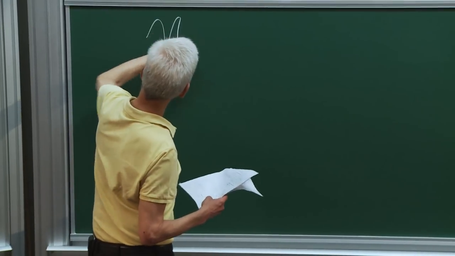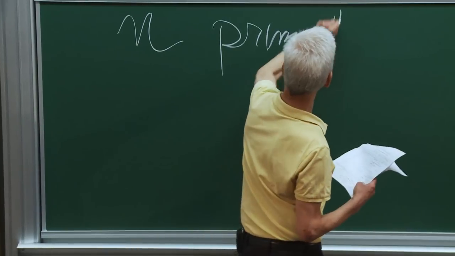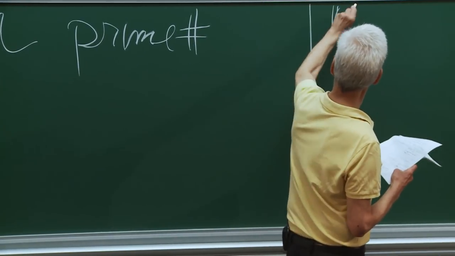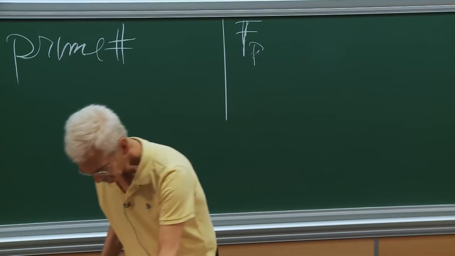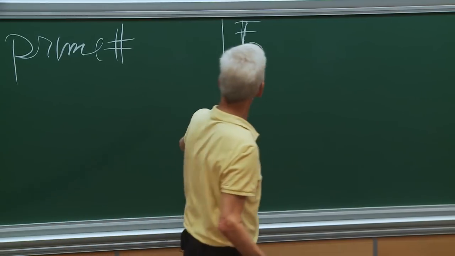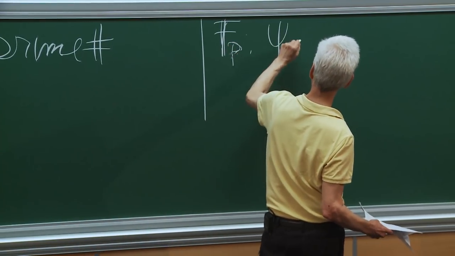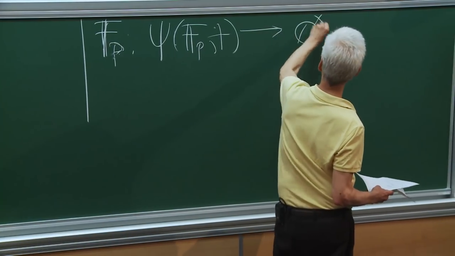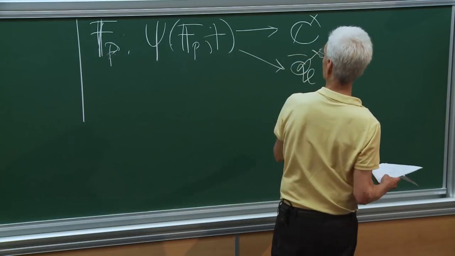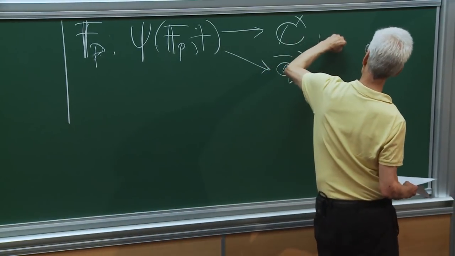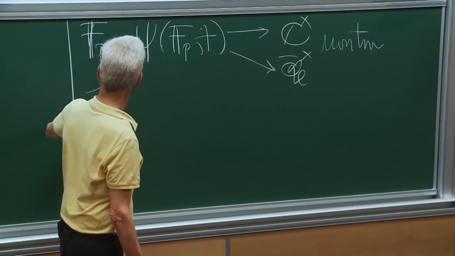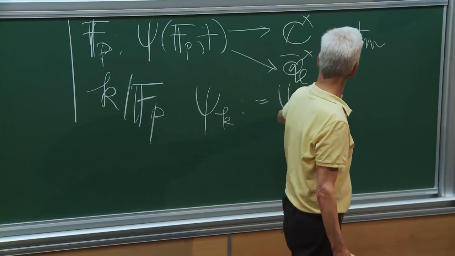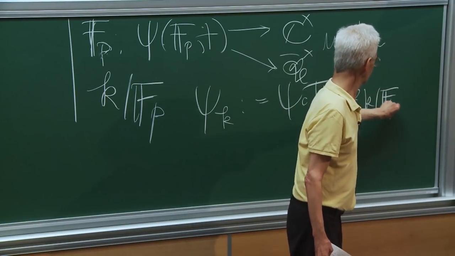Let's take n to be a prime number. We'll be in some characteristic p, on F_p, and we'll have an additive character, to C cross or to Q_l bar cross or wherever you like, non-trivial. If I have a finite extension k, I'll denote by psi_k just psi composed with the trace. So that's a non-trivial additive character there.